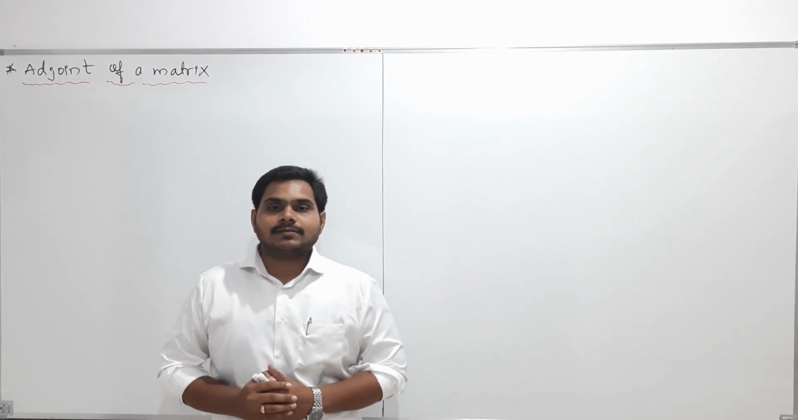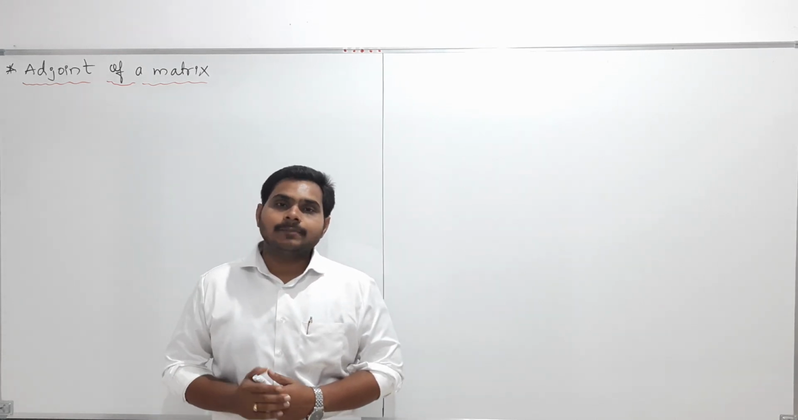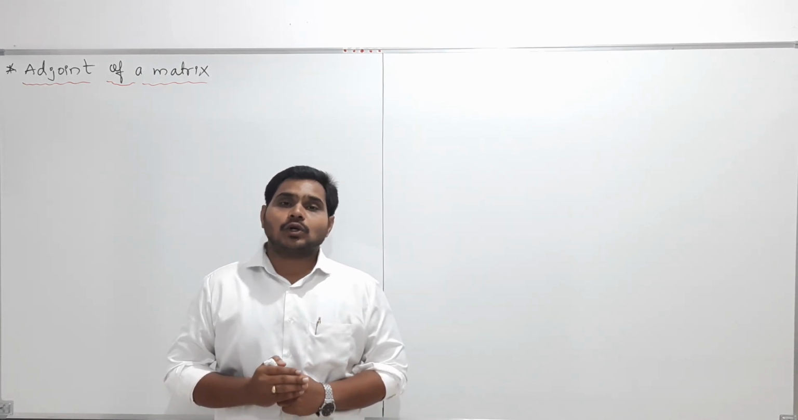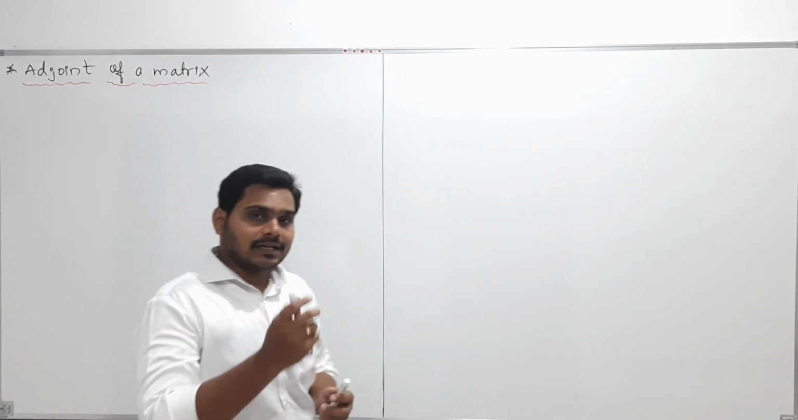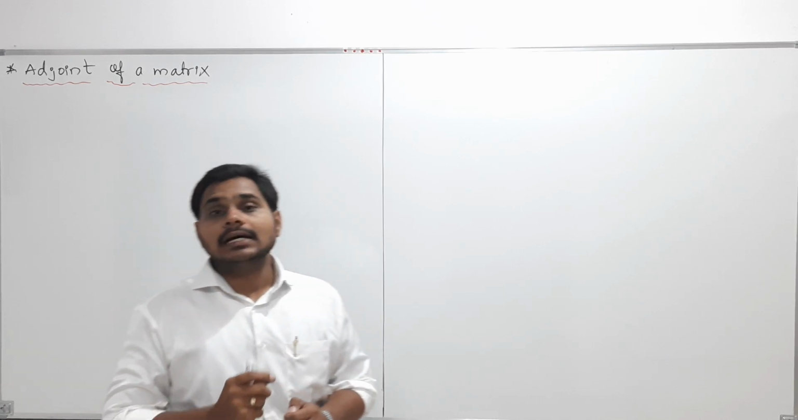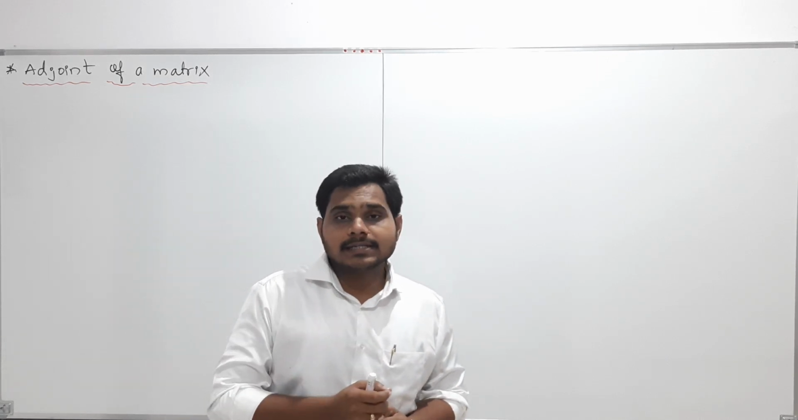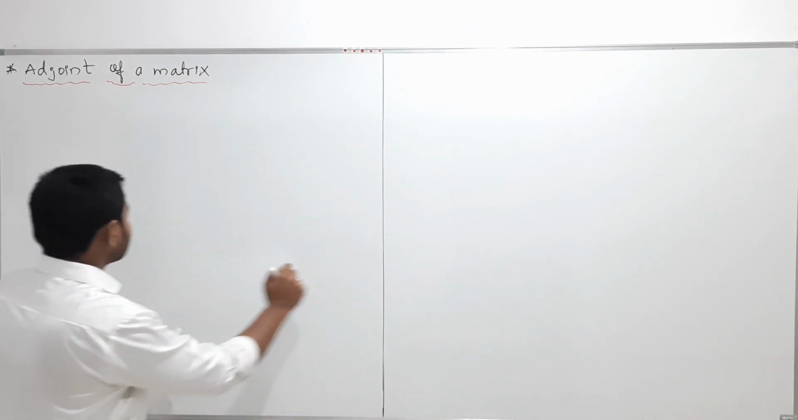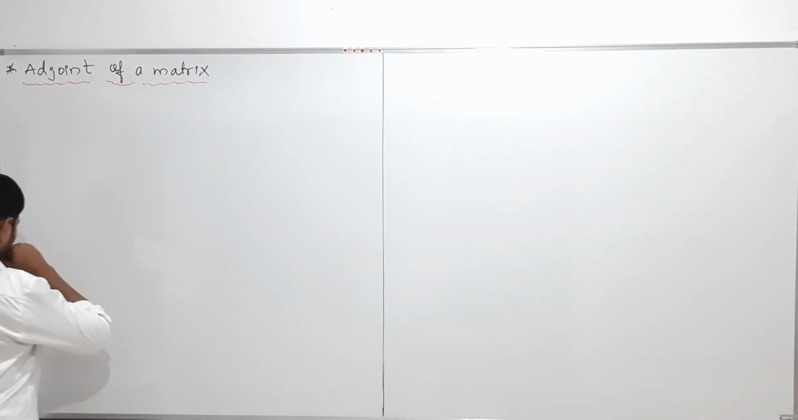Hi my dear students, in the previous videos we discussed how to find the adjoint of a matrix of order 2 cross 2. I'll revise the things, and I also discussed how to find the minors as well as cofactors, and that too for the 2 order. So first I will consider one example here.